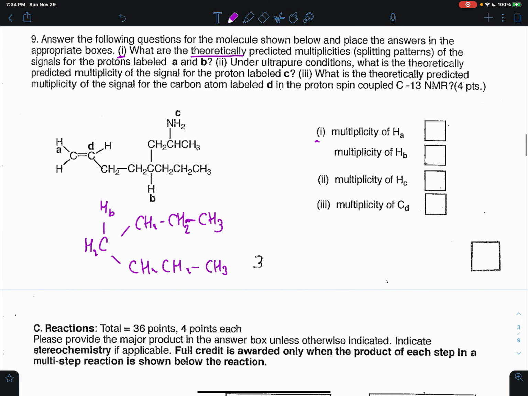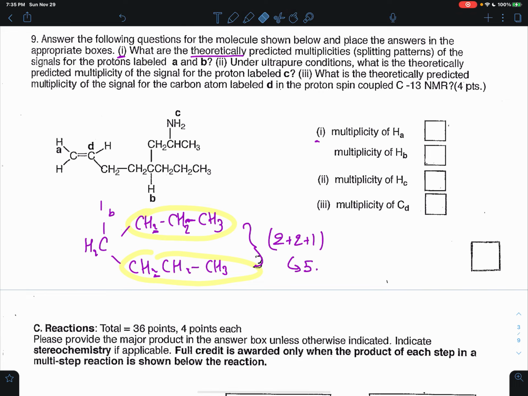So if I look at that, I'll notice that this group and this group are the same. Meaning if I want to do the n+1 rule, I can combine both of these. So what I mean is that I can do 2 plus 2 plus 1, so that would be 5. That would have 5 peaks, right? Because those groups are the same, I just use one n+1.